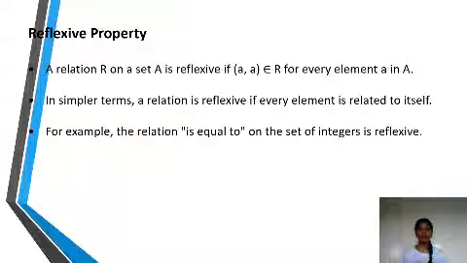So the first one is reflexive property. A relation R on a set A is reflexive if (a, a) belongs to R for every element a in A. In simple terms, a relation is reflexive if every element is related to itself. For example, the relation is equal to on the set of integers is reflexive.